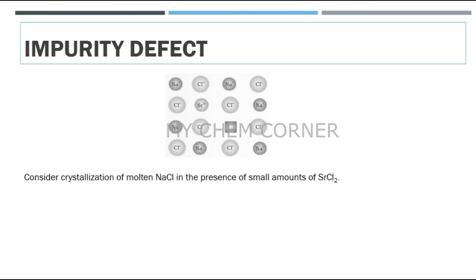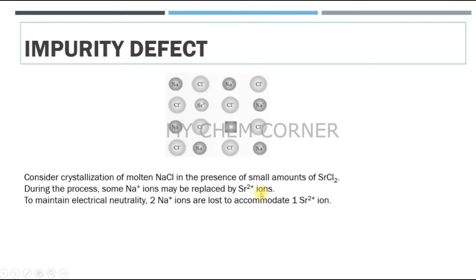When you do crystallization in the presence of it, what will happen in this case? Some of the Na+ ions can be replaced by Sr2+ because it's happening in the presence of SrCl2. Some of the ions here are going to get replaced with strontium ions. Now when you try to replace them, if you observe, their valencies are different. Na is with a +1, Sr is with a +2. So to maintain the electrical neutrality, because Sr is 2+, 2 sodium ions should be lost to accommodate 1 strontium ion.